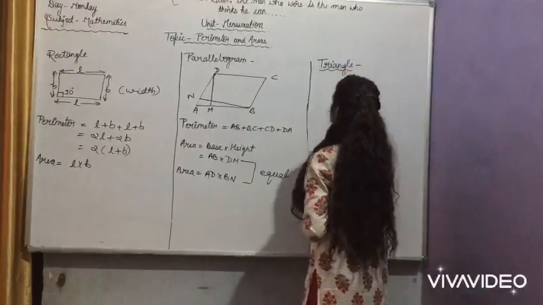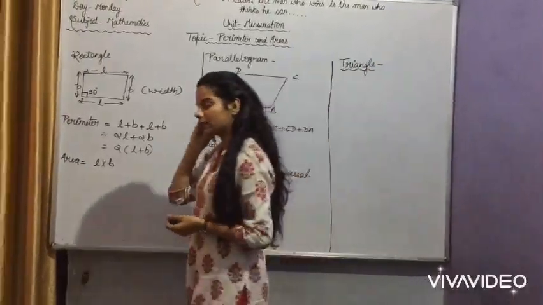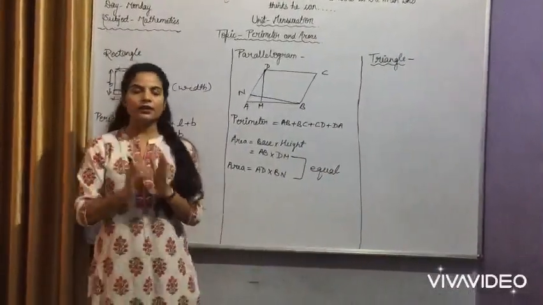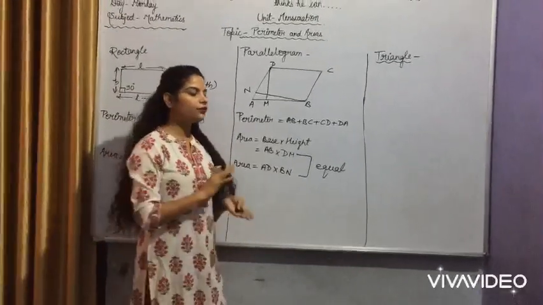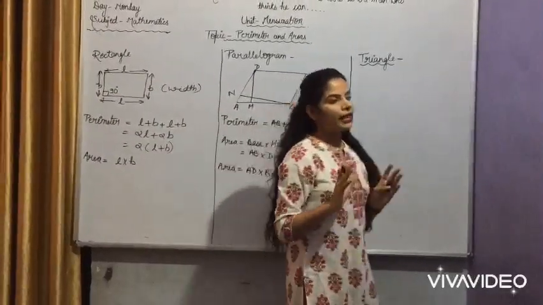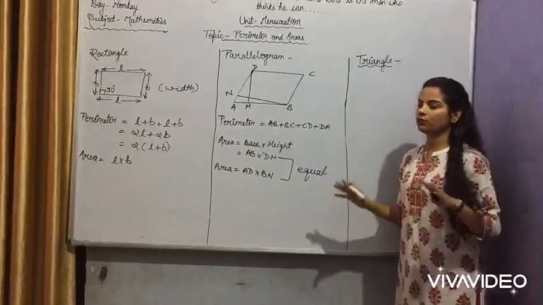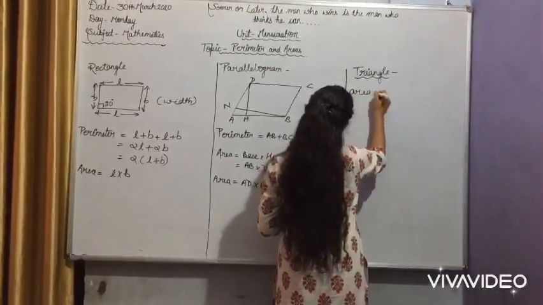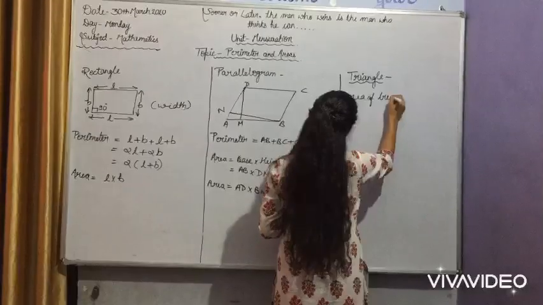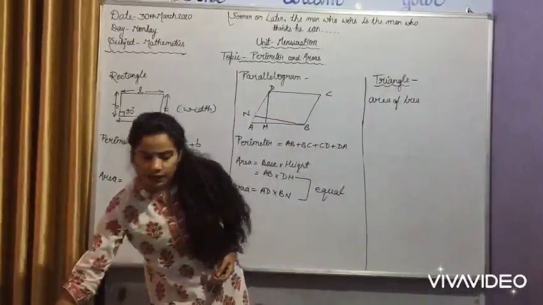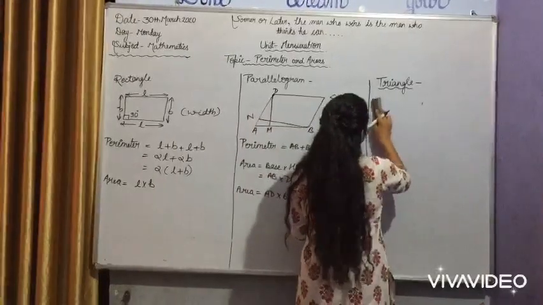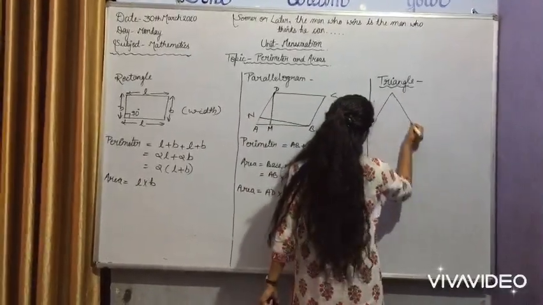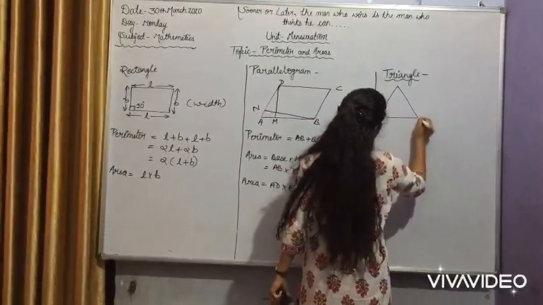Now, as you all know, there are a lot of triangles. So many types of triangles are there. A generalized formula. What is a generalized formula? A formula which is applicable to all the triangles is the area of a triangle. So before discussing area, let us see what the perimeter is. There are so many types of triangles there.